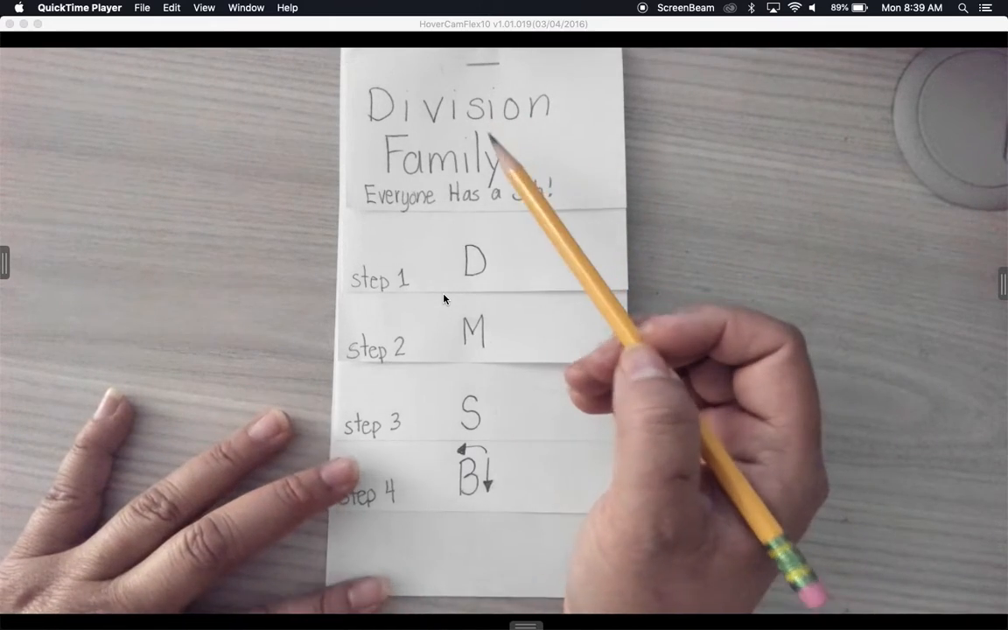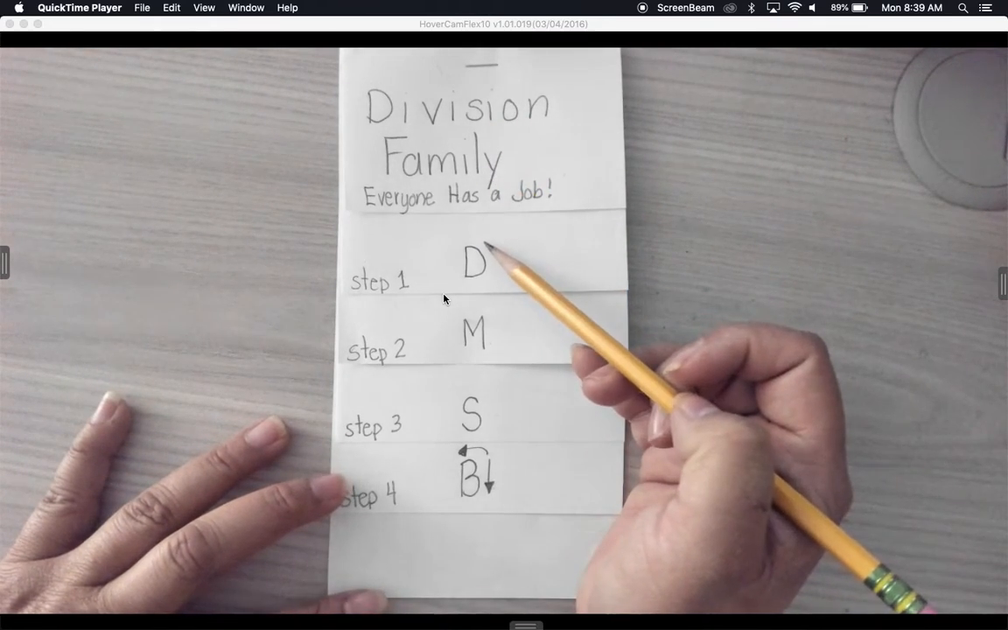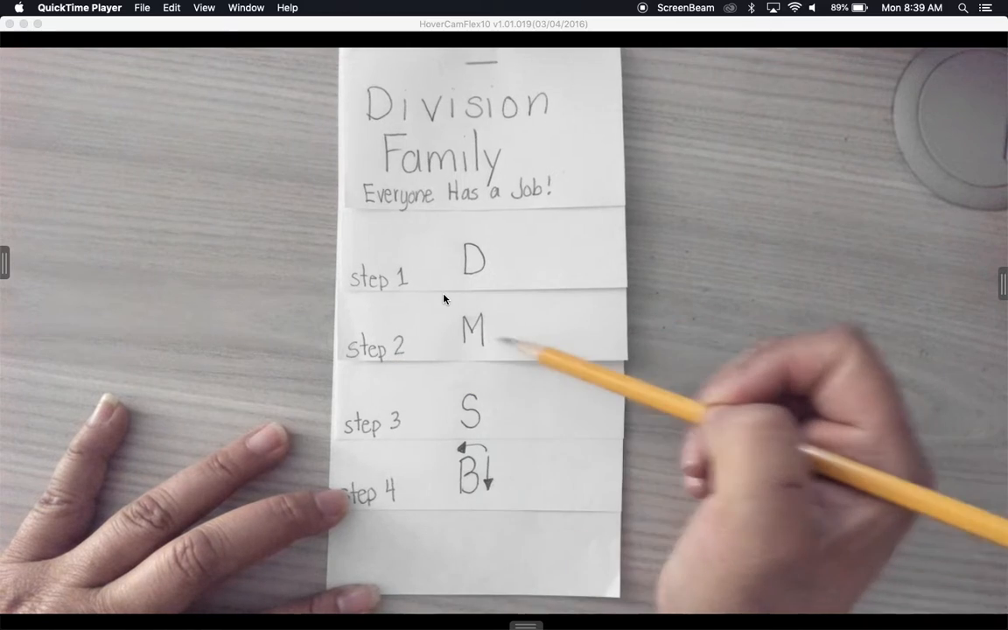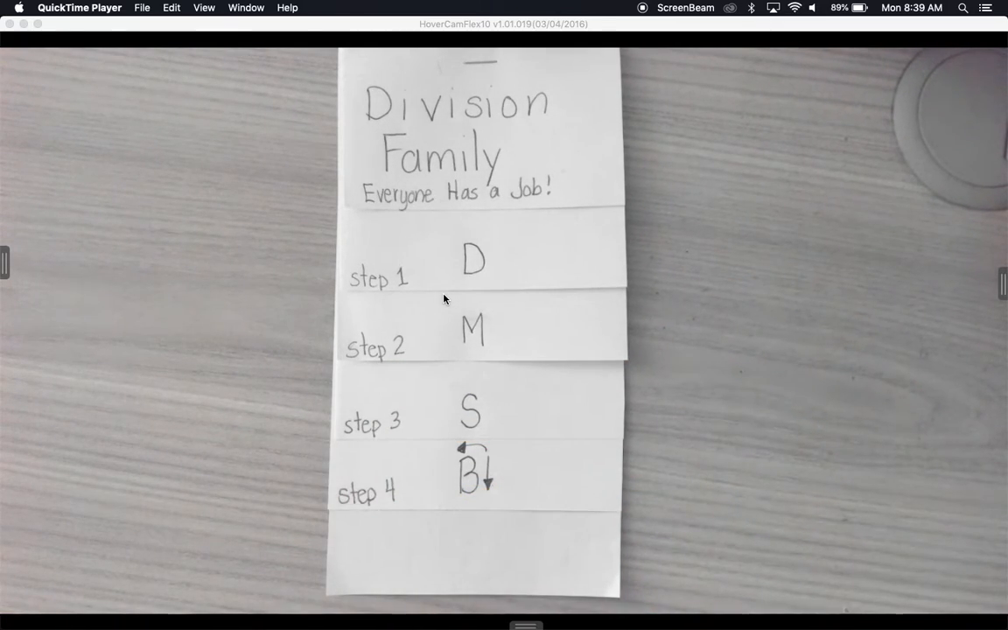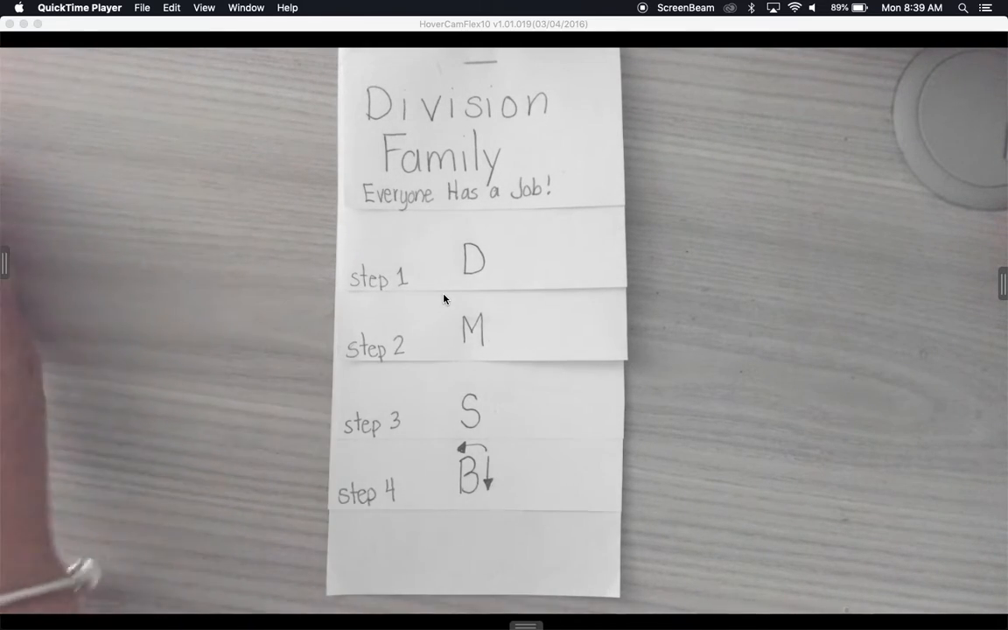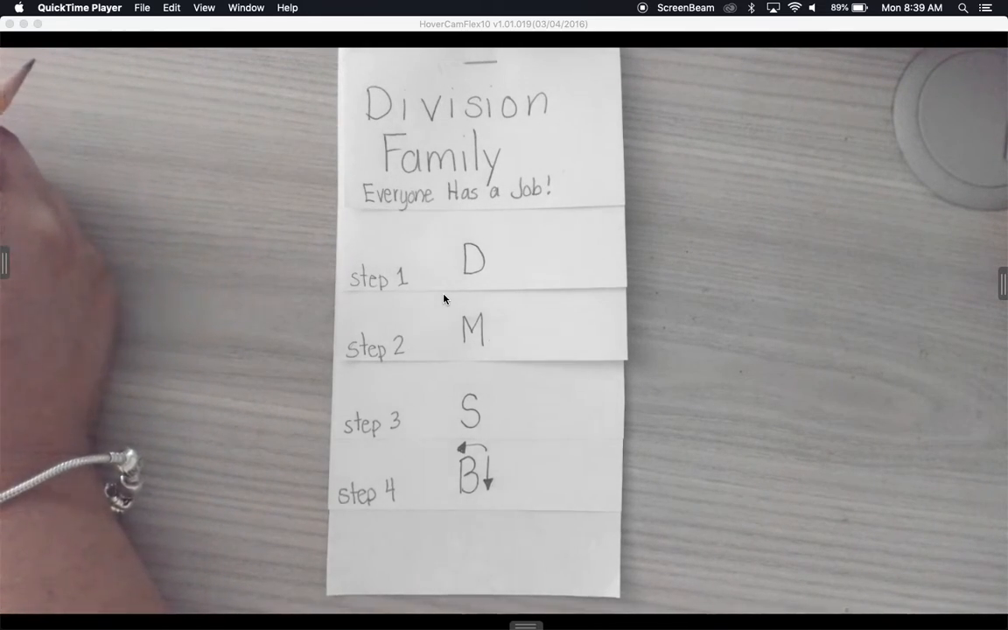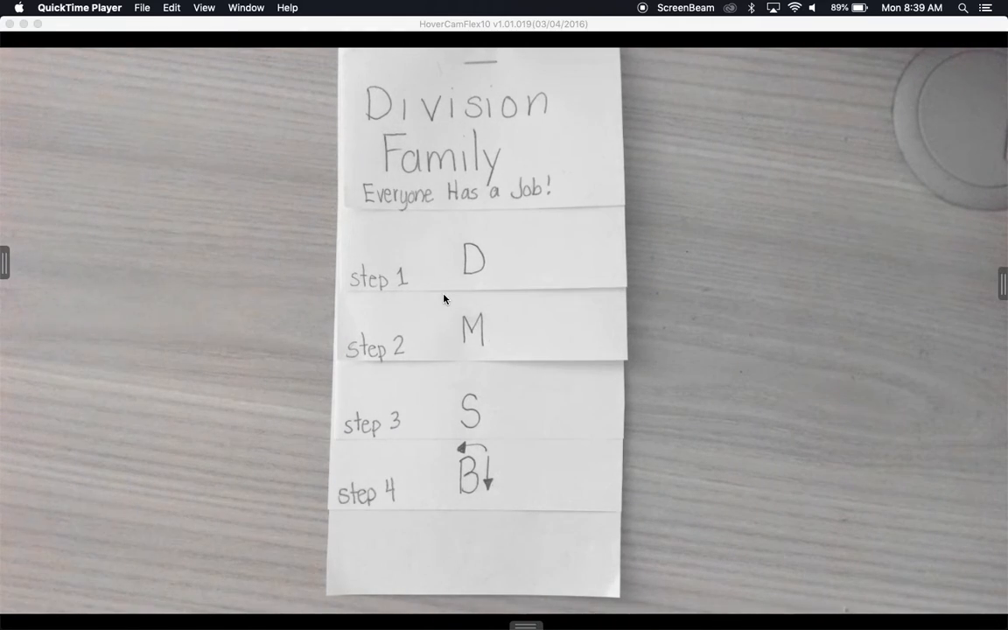So the division family, everyone has a job. Step 1, D. Step 2, M. Step 3, S. And step 4. Let's talk about this, okay? We're going to use this strategy for long division. We already know, for the most part, how to divide, but some of us still have a couple of questions. So in order to help everybody, we're going to do this, okay?